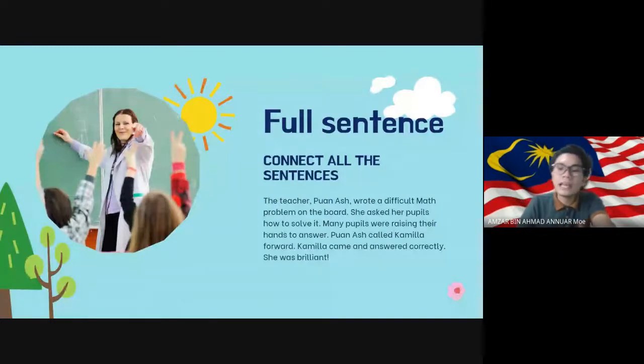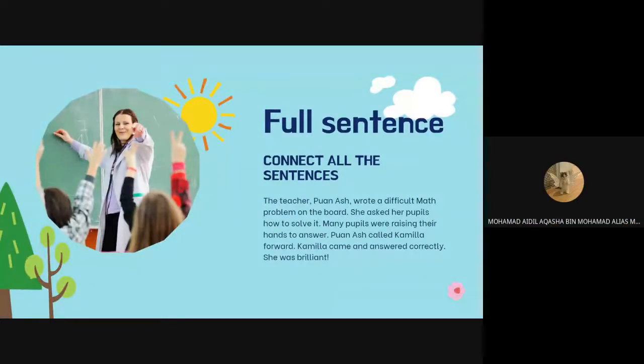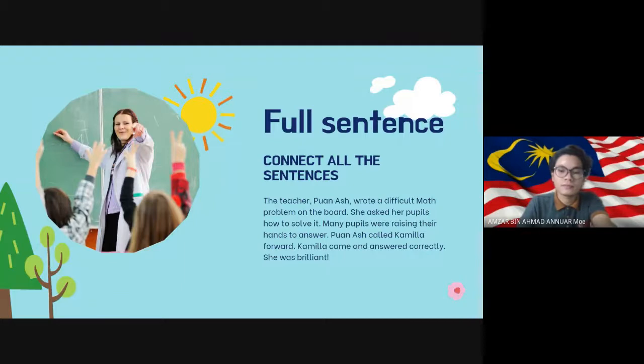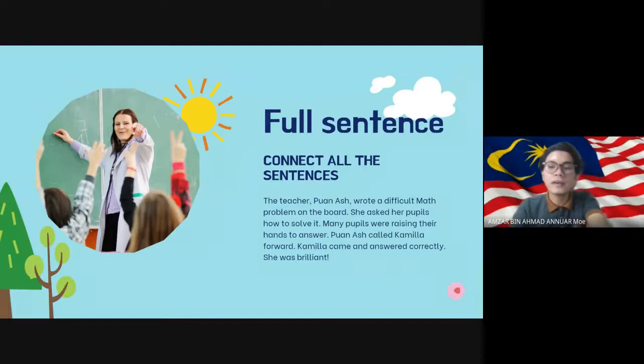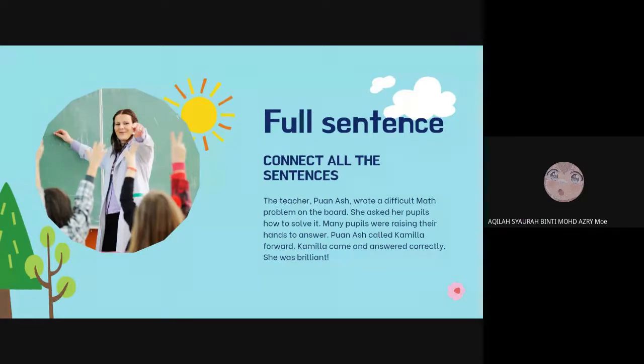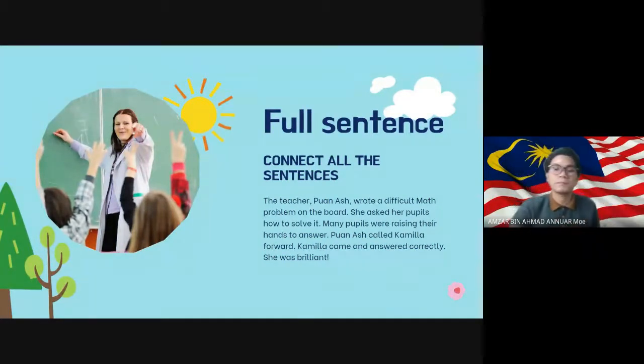Okay, yang ni ada dalam gambar tak? Ayat yang pertama ni. Ayat pertama ada dalam gambar tak? Tak ada. Okay, so yang ni berlaku sebelum ke selepas? Sebelum. Okay, so macam ni cara nak tulis dia. Tuliskan ayat yang berlaku sebelum. Okay, so Puan Ash wrote a difficult math problem on the board. She asked her pupils how to solve it.